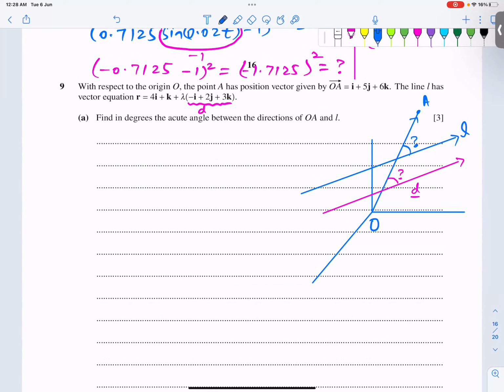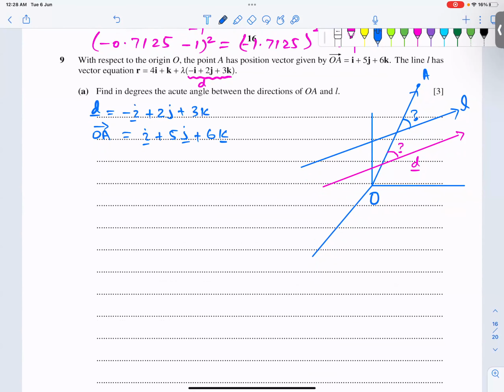Now the directional vector for the line is minus i plus 2j plus 3k, and OA is the vector i plus 5j plus 6k. The requirement is to find the acute angle. So now take the dot product: OA dot D is equal to the magnitude of OA times the magnitude of D times cos of the angle between them. Let's say that this angle is theta.